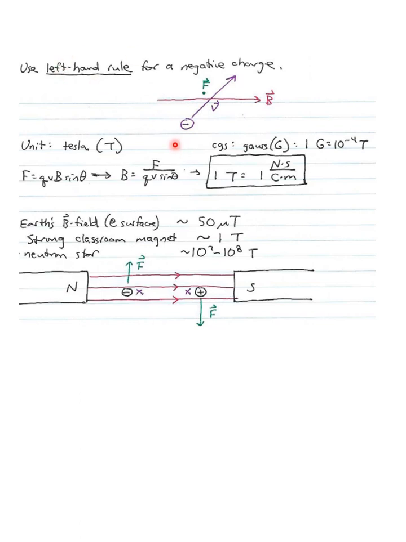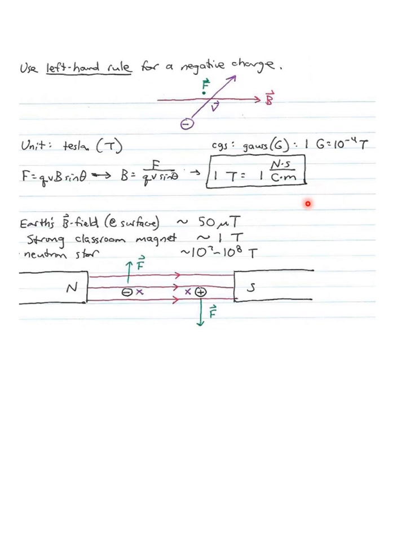The unit, as I said before, is the Tesla. Now in CGS units, centimeters, grams, seconds, the magnetic field is measured in Gauss, and you might come across Gauss instead of Tesla in some engineering applications. And just so you know, a Gauss is 10 to the negative 4 Teslas.